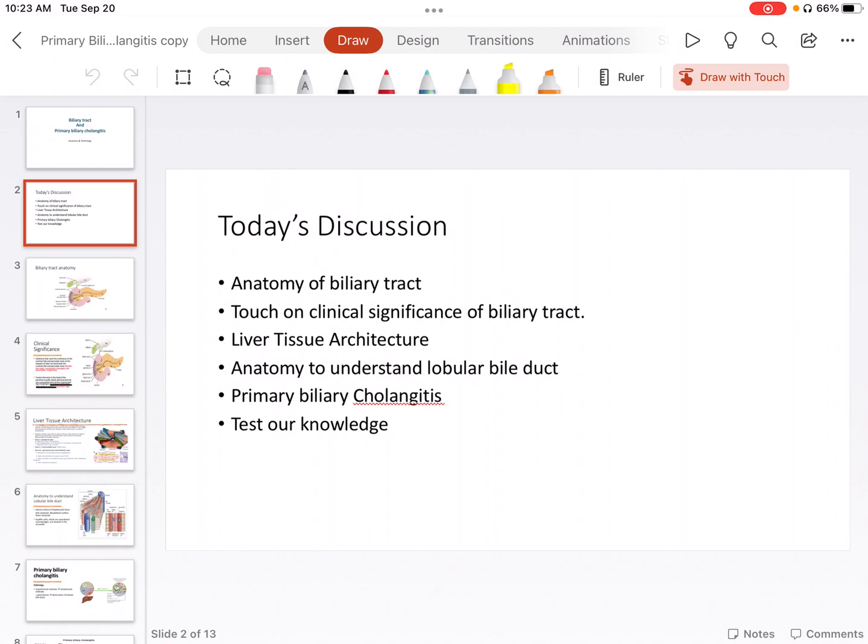This is about the anatomy of the biliary tract. We will touch on the clinical significance of the biliary tract along with liver tissue architecture. We will discuss liver tissue anatomy, and we will try to understand the lobular bile duct in detail, as well as primary biliary cholangitis. In the end, we will test our knowledge with a question.